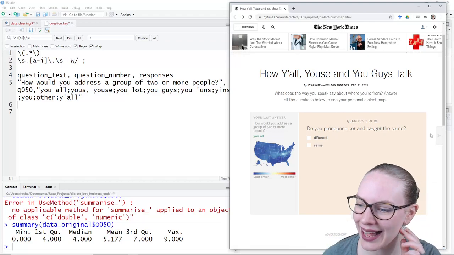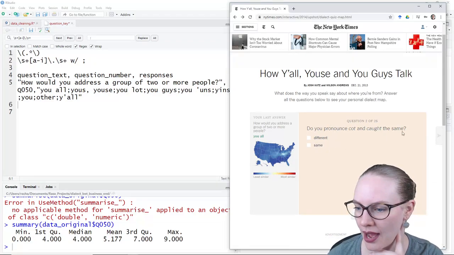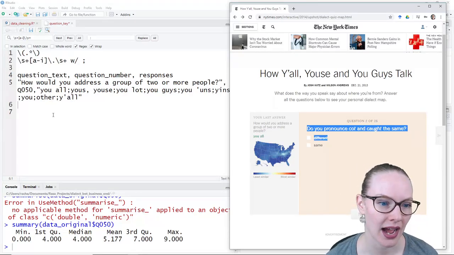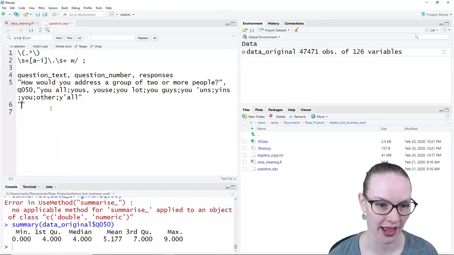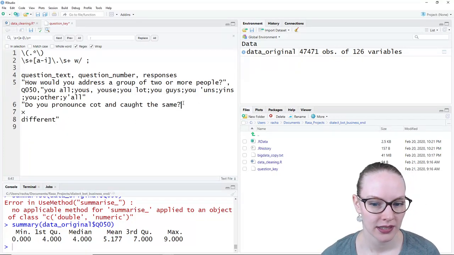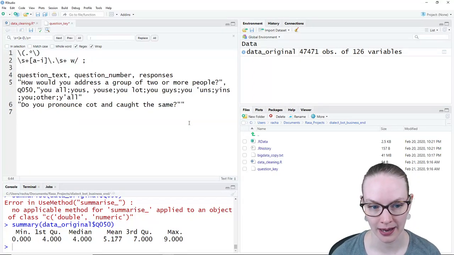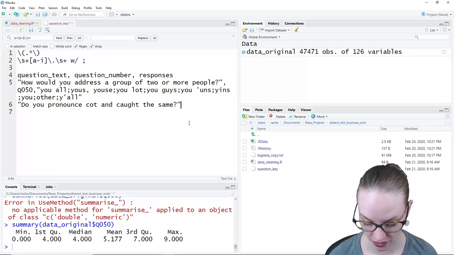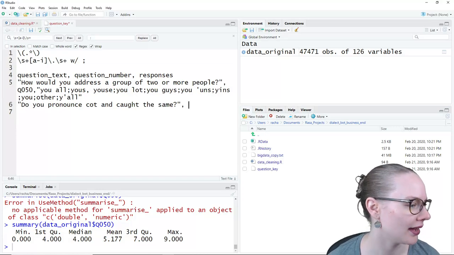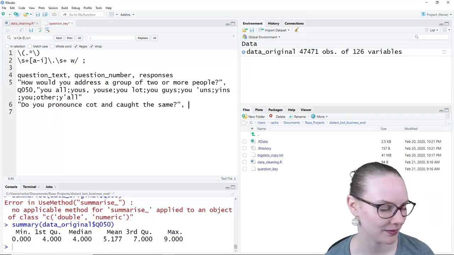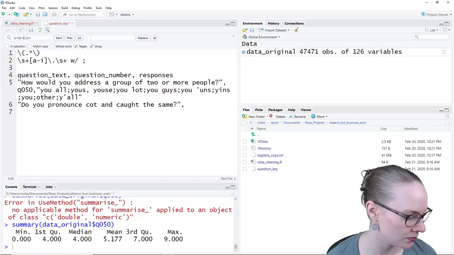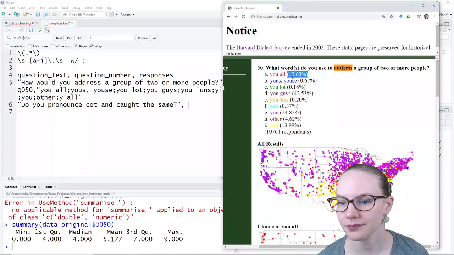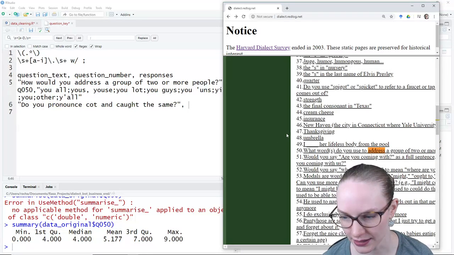Do you pronounce cot and caught the same? Let's copy the text. And this is one that I think most people don't have a strong stereotype about, so they don't have really good instincts about whether or not these will be different for them. And for me, they are different. For most speakers in Seattle, which is where I am right now, they are not. So let's go back.